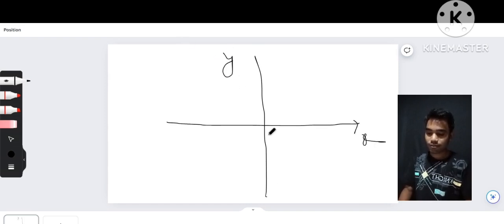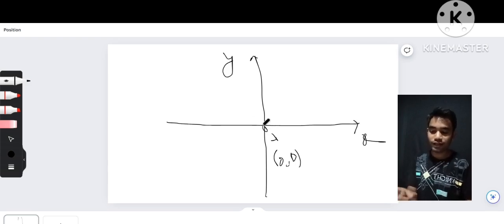Let's suppose we want to move a point, or a game object, or some player. We want to move that from this point over here, which is 0 comma 0. We know it starts from 0 comma 0. Let's suppose over here we have the player, and we want to move it to something like over here.